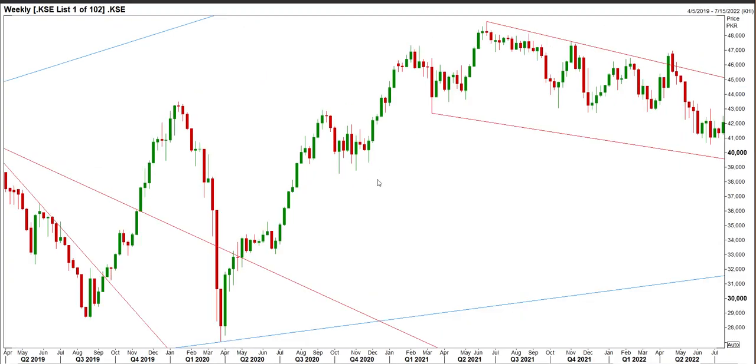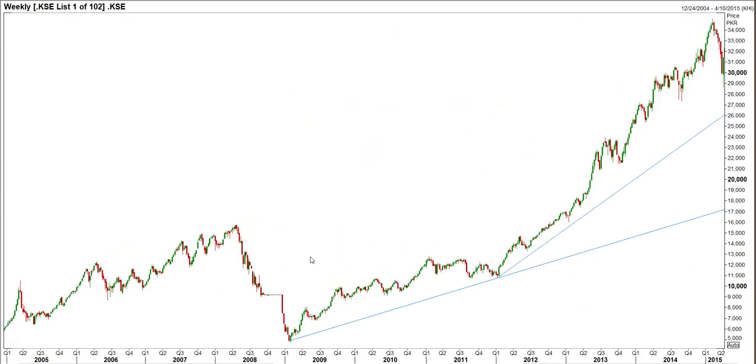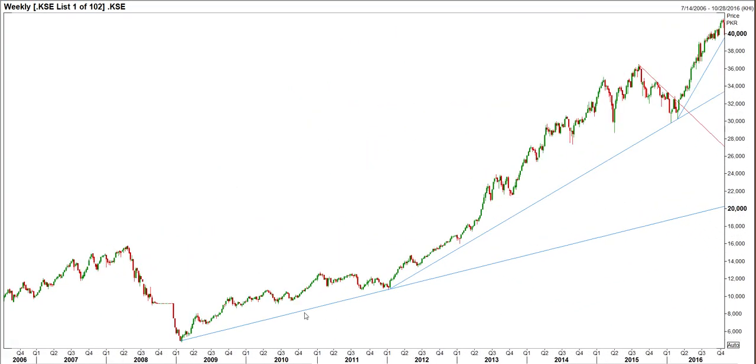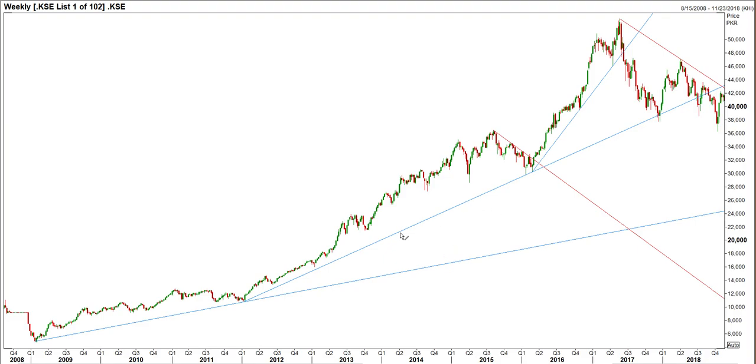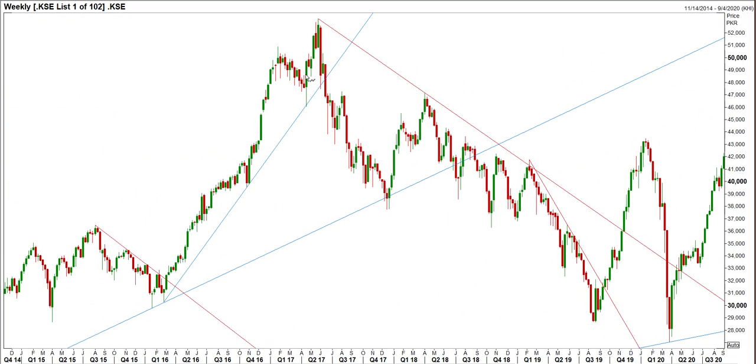Now we are going to look at the weekly chart of the KSE 100 index. If we look at the KSE 100 index, in 2009 it started a bullish rally along with a primary rising trend line, and then it can be seen that a secondary rising trend line can also be drawn. Finally, during May 2017, the price closed below this rising trend line, and in response to this, the KSE 100 index was converted to a bearish trend.